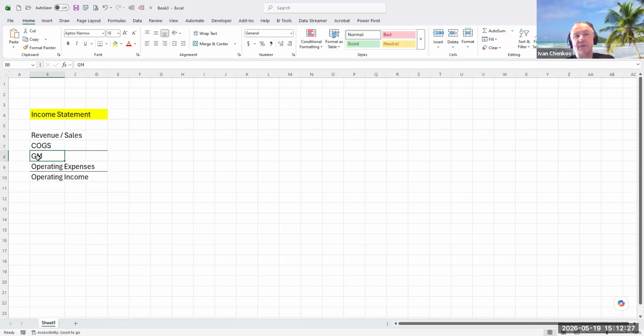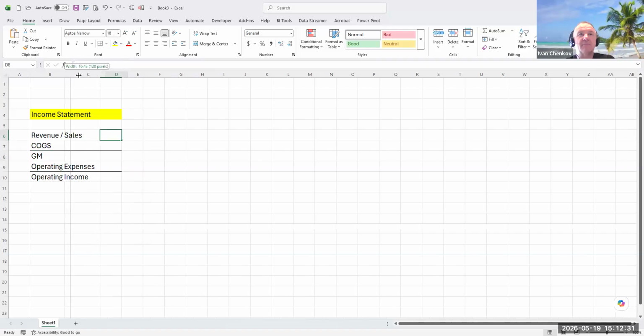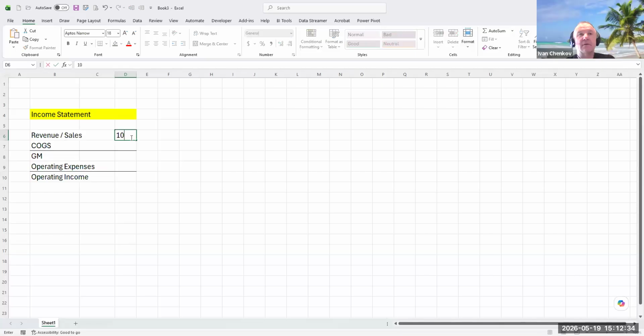Revenue, cost of goods sold. This is the calculation. So let's put some numbers here. If the revenue is 100 and cost of goods sold is, let's say, 20, gross margin is going to be 100 minus 20, or 80. Then we're going to have operating expenses. Let's say operating expenses are 40, and this one minus that one, now operating income is going to be 40.